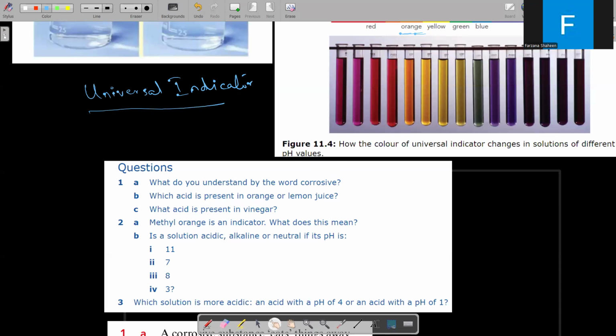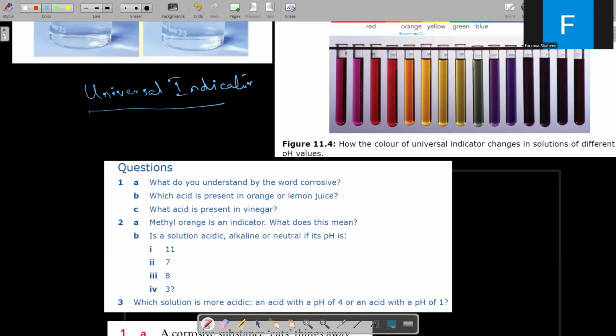Before we end this session, let's take a quick quiz to test our understanding. So, take your time to pause this video and write these answers down. So what do you understand by the word corrosive? Acids are corrosive. So what do you mean by the word corrosive? Which acid is present in orange or lemon juice? If you want to do a little bit of research, do answer these. What acid is present in vinegar?